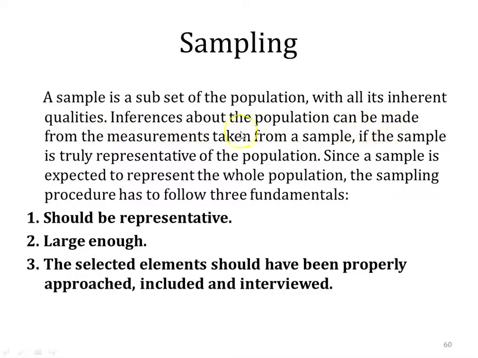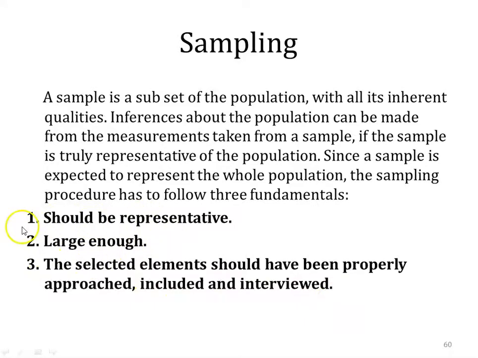Inferences about the population can be made from the measurements taken from a sample if the sample is truly representative of the population. Since a sample is expected to represent the whole population, the sampling procedure has to follow three fundamentals. It should be representative, it should be large enough, and the selected element should have been properly approached, included, and interviewed.